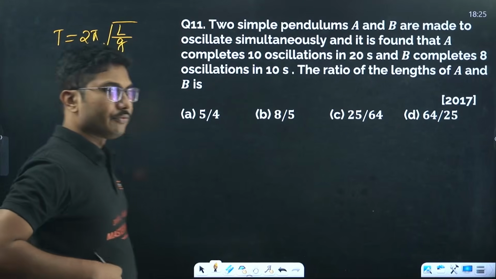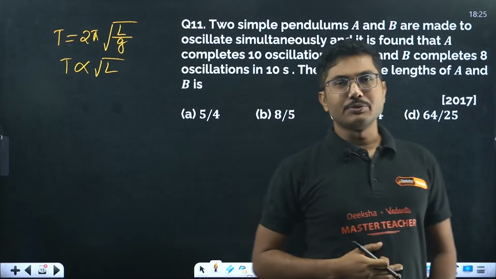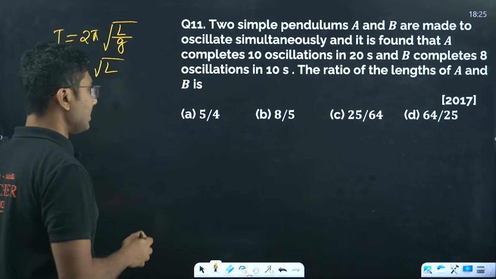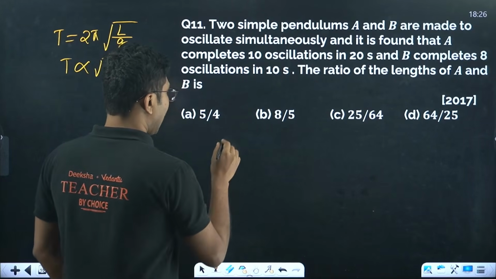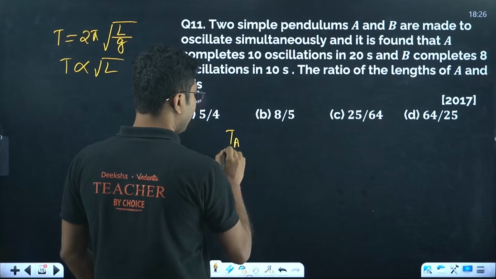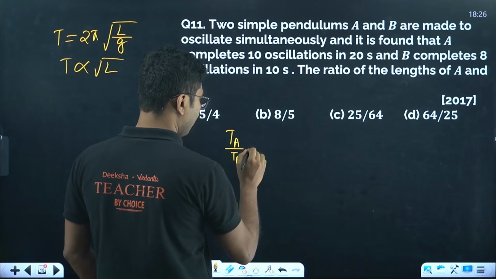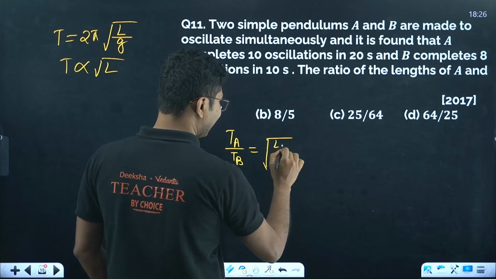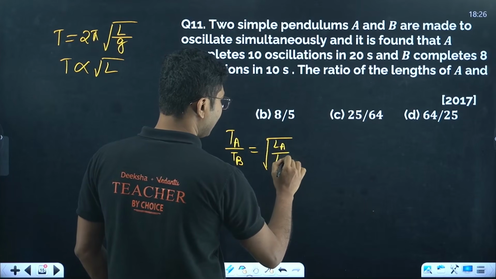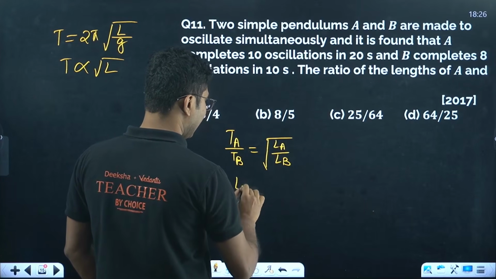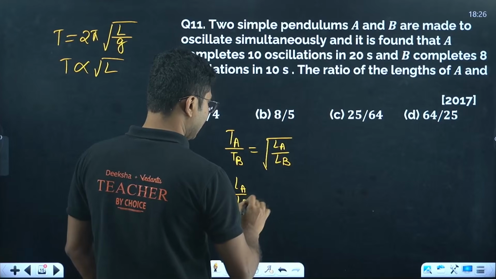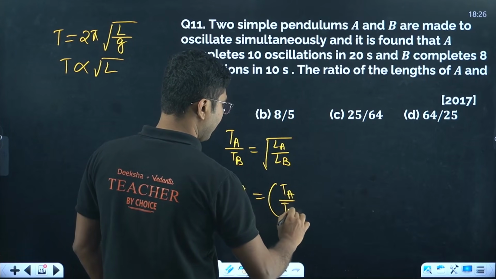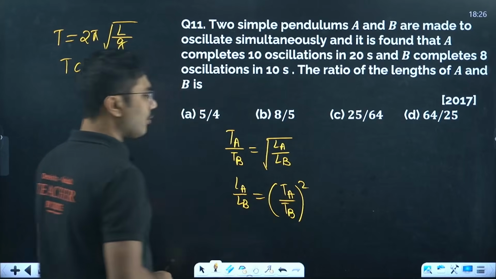So if you can find the time periods of these two pendulums, you will be able to find the ratio of their lengths. So time period of pendulum A divided by time period of pendulum B will be simply square root of length A by square root of length B, that is length A by length B is actually square of TA by TB. Right, now what is TA?